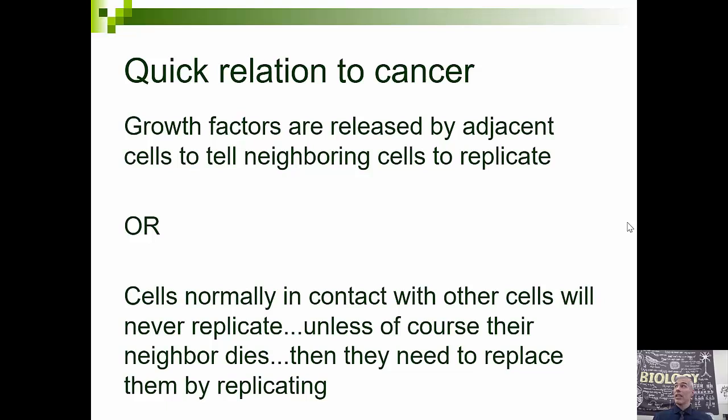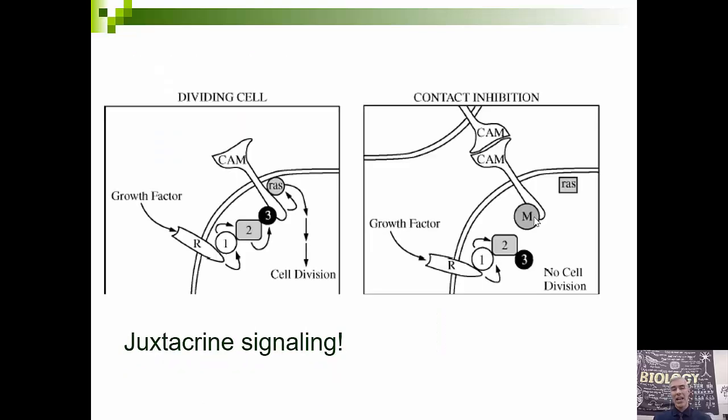So I'm going to relate this quickly to cancer. Growth factors, we talked about these before, are released by cells to tell neighboring cells to replicate, right? If you cut yourself, for example, the cells around those cells will release growth factors and it'll tell cells to replicate. But I don't want all those cells to replicate. Only if the neighbor dies do I want to replace it. Now, how does that actually work?